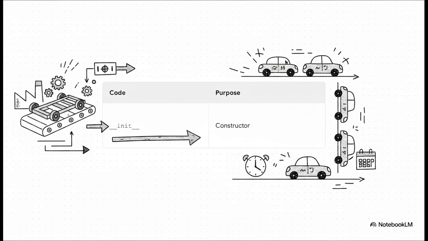Well, its exact purpose is to act as an initiator or a constructor. It is automatically called the very moment an object is created to give that object its initial state. Basically, if you want your car to have a brand the exact second it rolls out of the factory, it absolutely has to go in the init method.